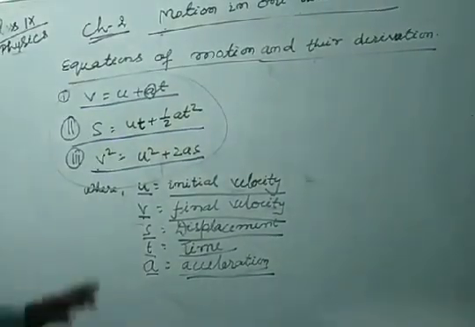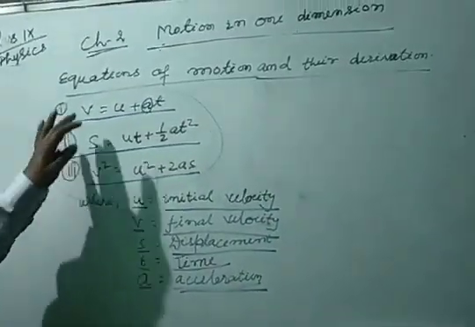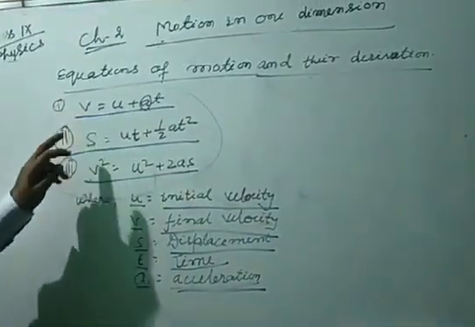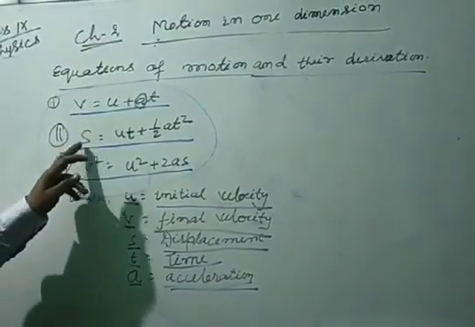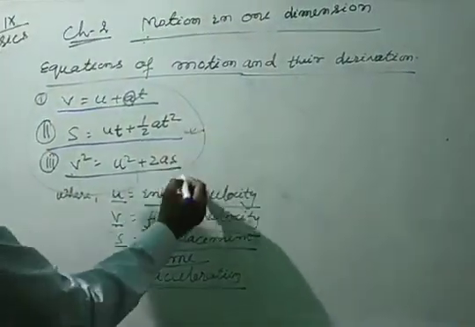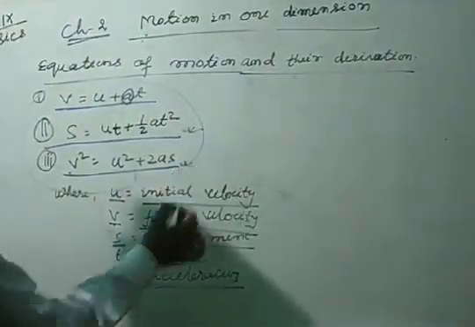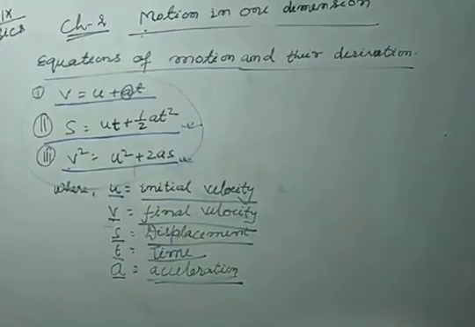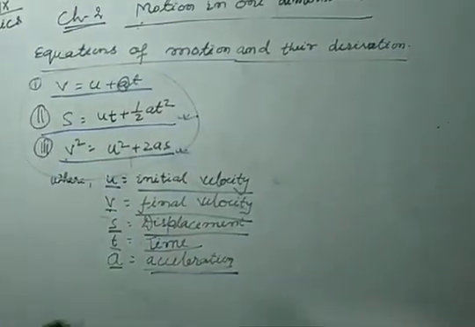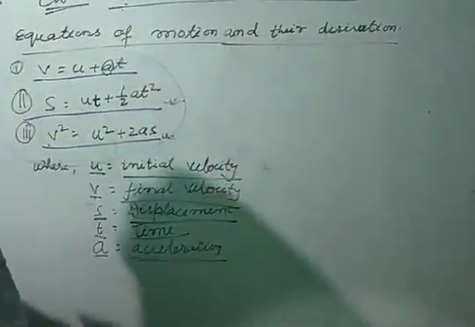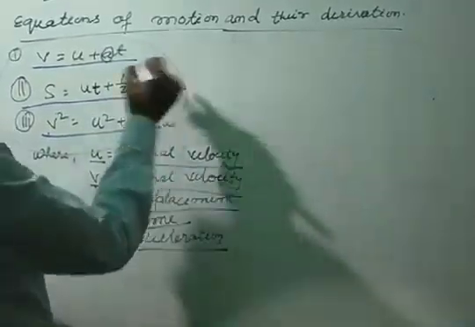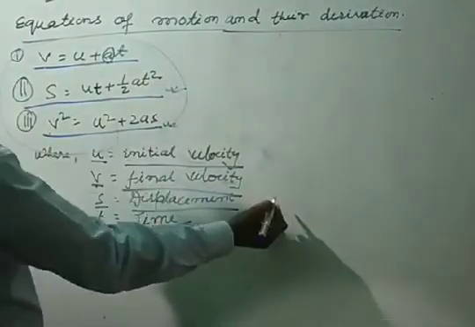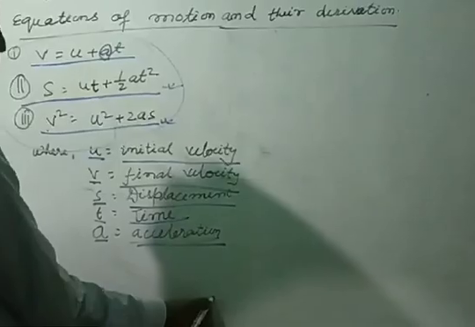v is equal to u plus at is called the first equation of motion, and s is equal to ut plus half at square is the second equation of motion, and v square is equal to u square plus 2as. This is the third equation of motion. Let us derive these equations of motion graphically.